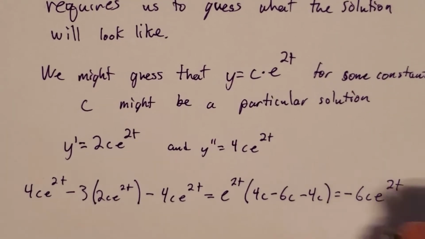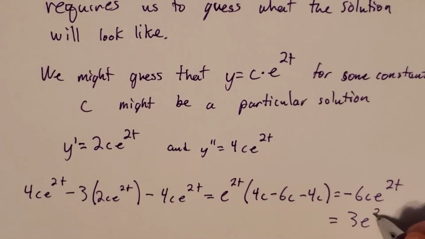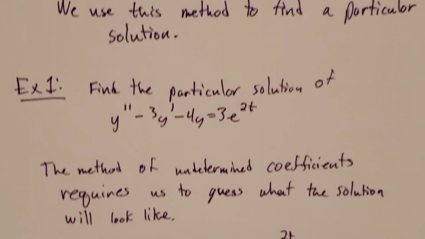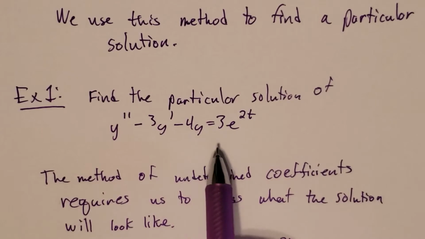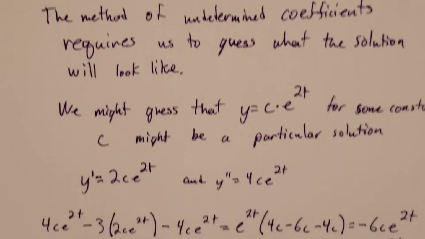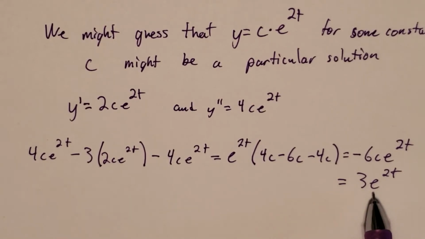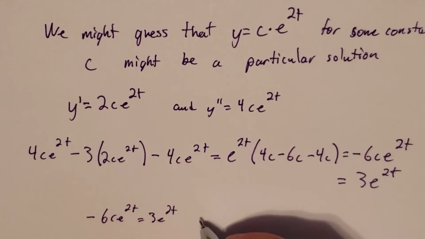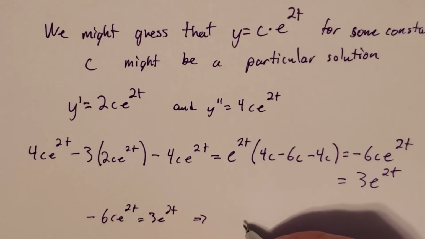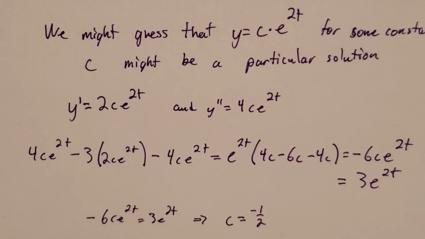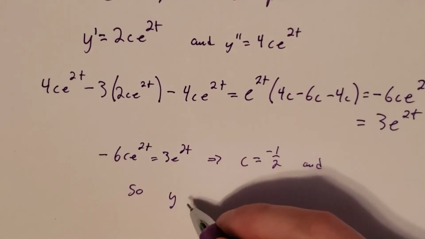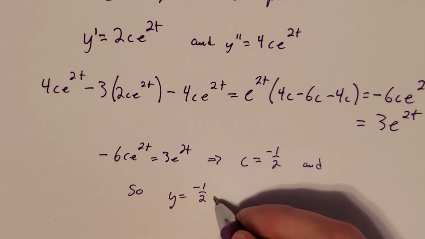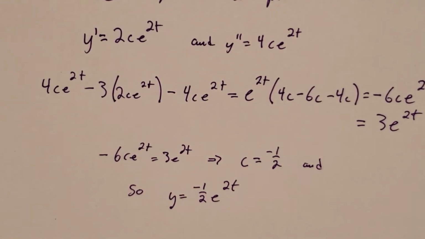And what does that equal? Well, that equals 3e to the 2t, right? Because our original equation said that y double prime minus 3y prime minus 4y is equal to 3e to the 2t. So that's what we have here. So this gives us, again, negative 6c e to the 2t is equal to 3e to the 2t. This implies that when we divide by everything here, c is equal to negative 1/2. And so we get y equal to negative 1/2 e to the 2t as our particular solution.